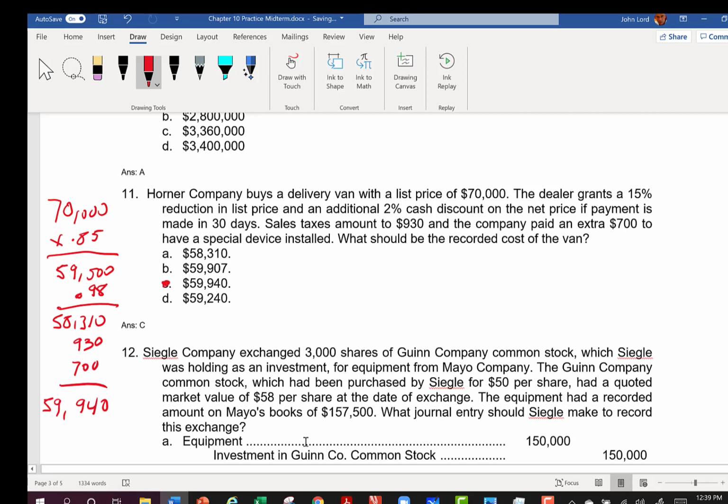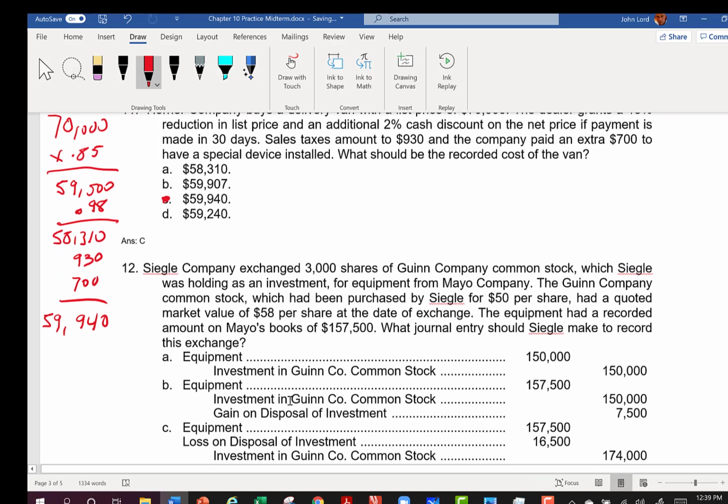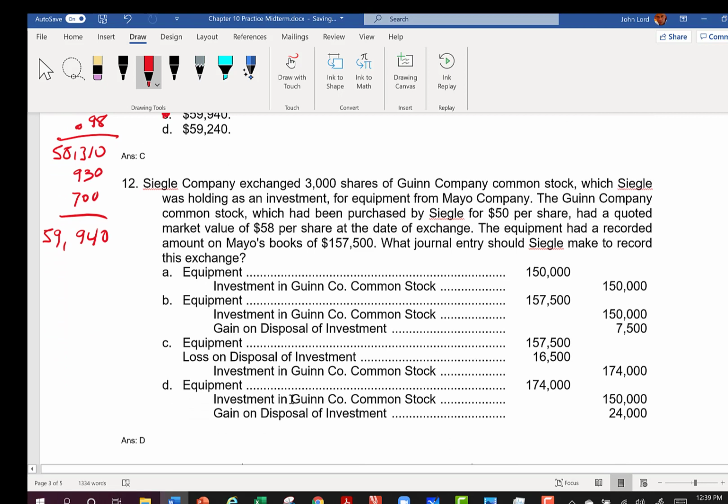good. Now you come over to this next one, number 12, and number 12 here is asking me what journal entry should I make when I give up an investment that I had in the stock. Let's read the question, guys.